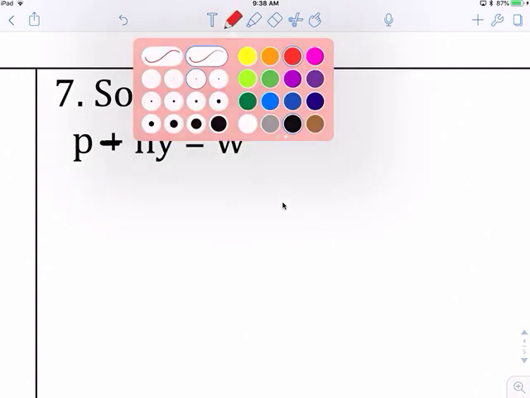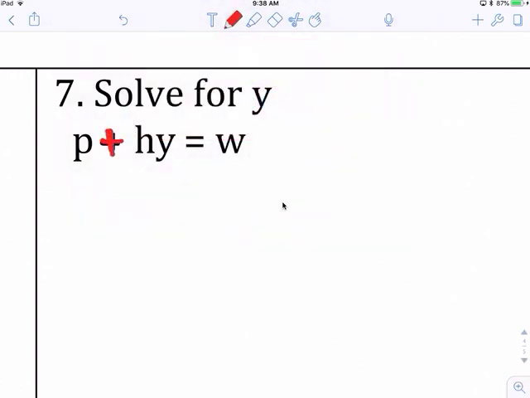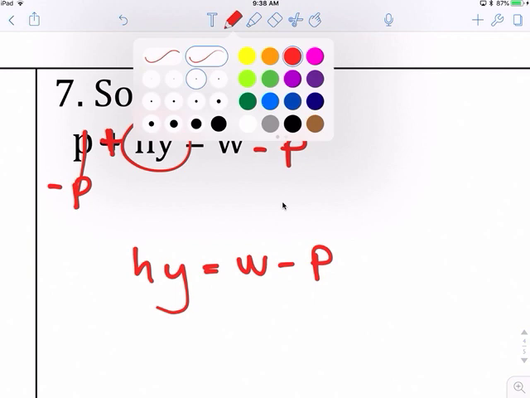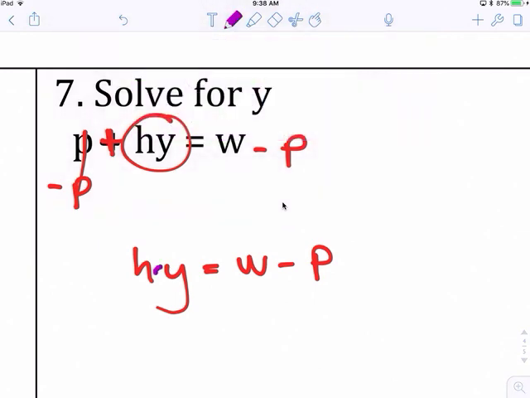Here's a plus here. Here's the Y. Leave that alone. Make the other one 0 first. Minus P, minus P. So that's a positive HY equals W minus P. Okay, well, Y is not by itself yet, so you can't stop.